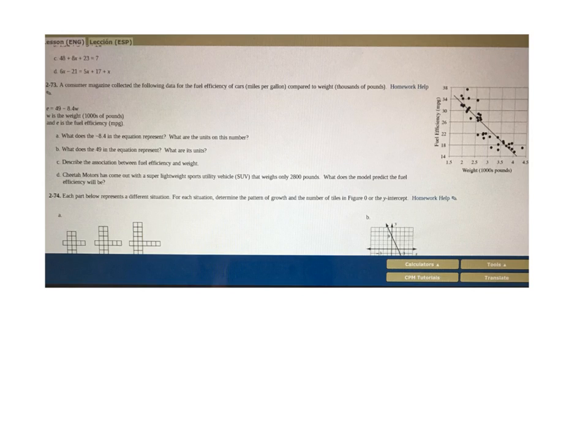All right, Marcel, I'm looking at number 73 or 2-73. A consumer magazine collected the following data for the fuel efficiency of cars, miles per gallon, compared to weight. So here's their weight, and you can see as the weight goes up, the fuel efficiency goes down. And all these little points are just data points.